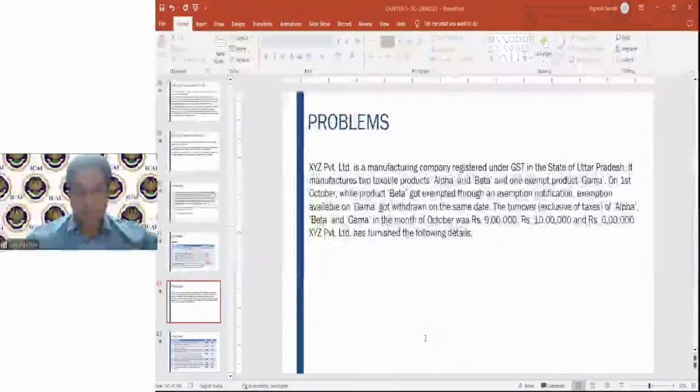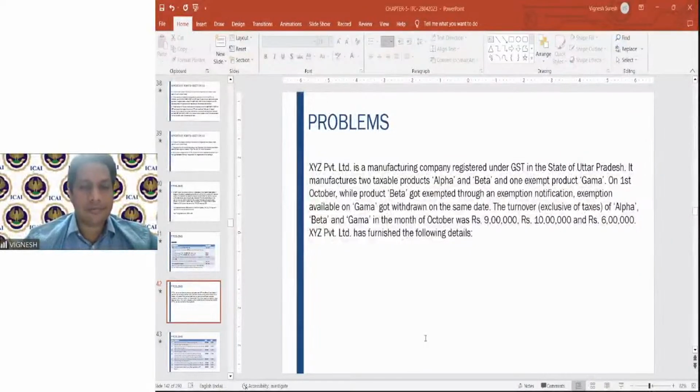Then, problem number 17. Same page as that B&D problem, 8.132. 8.132, problem number 17. XYZ Private Limited is a manufacturing company registered under GST in the state of Uttar Pradesh.